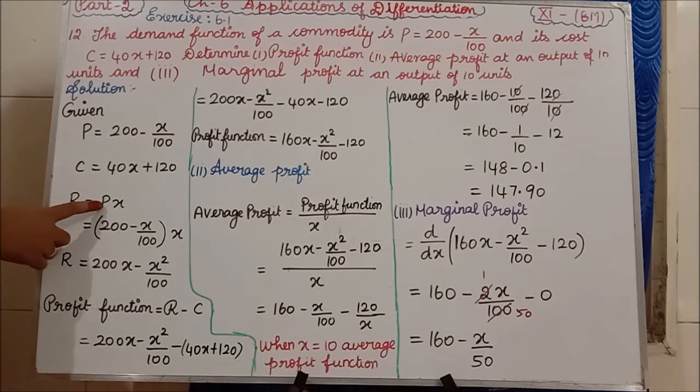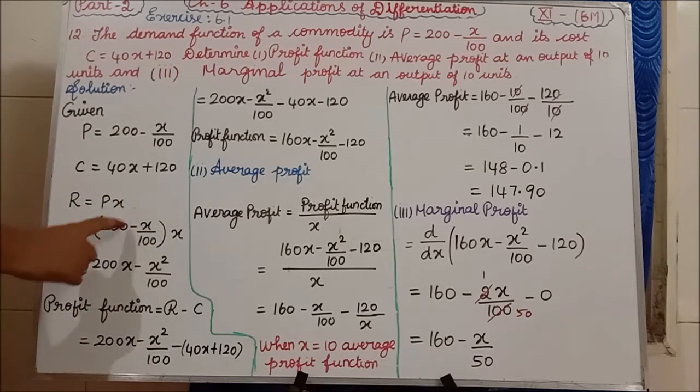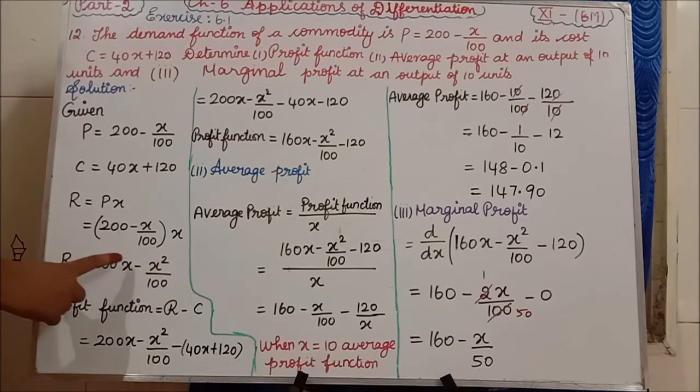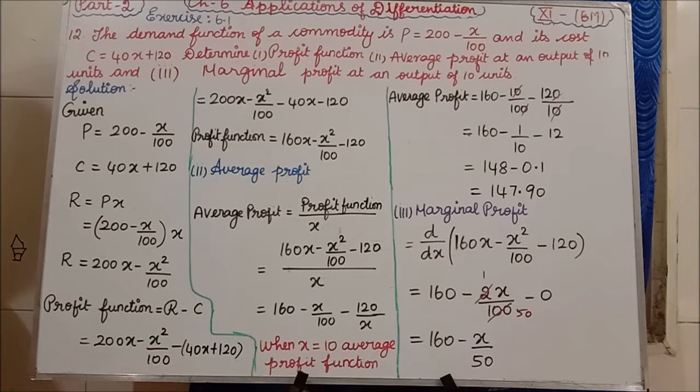So the price P they have given in the question is 200 minus X divided by 100, into X. Now take this X inside: 200X, X into X is X square by 100. Now the revenue function is R equal to 200X minus X square divided by 100. Clear? The first subdivision is we have to find the profit function.